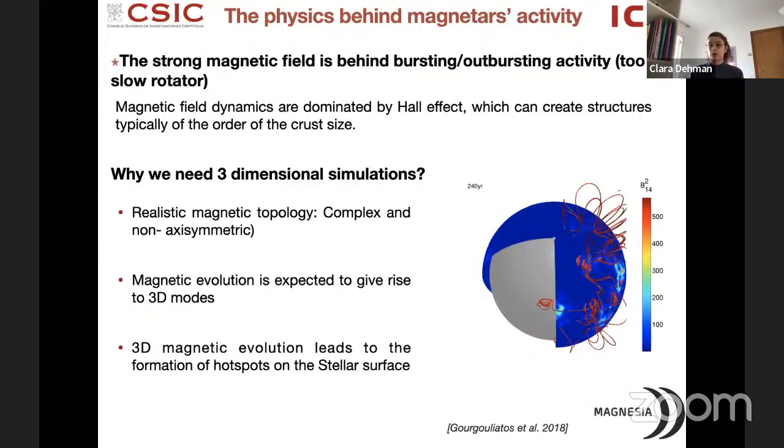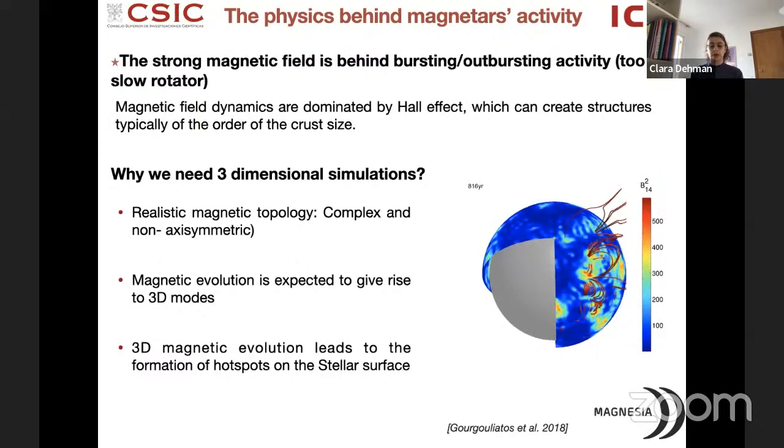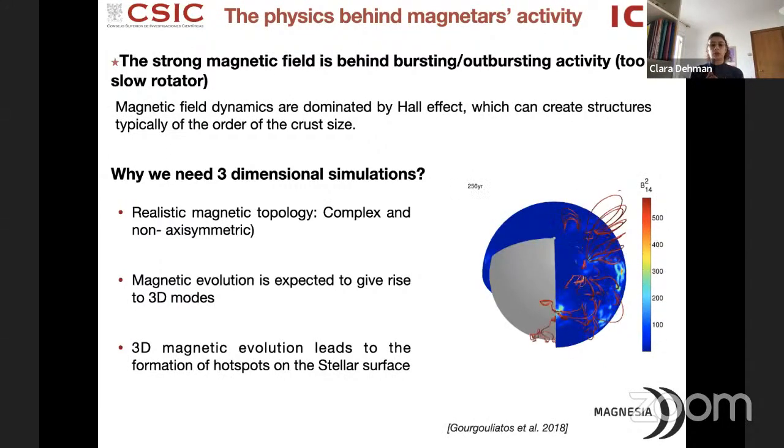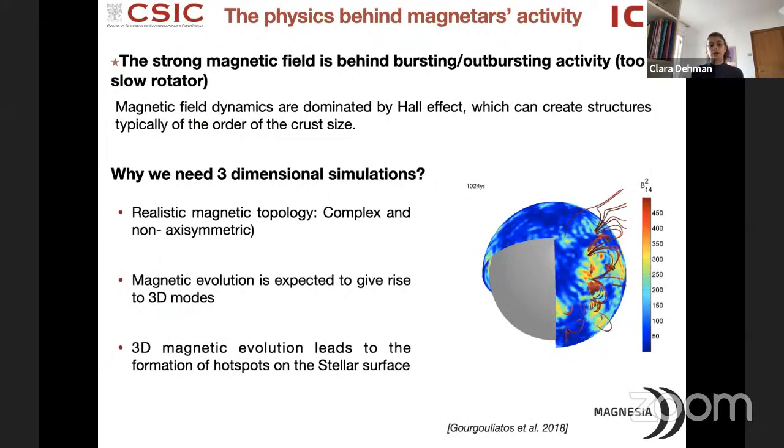But why do we want to go to 3 dimensions, since in our group we already have a 2D magnetothermal code, where the codes are coupled together and we have a realistic calculation of the microphysics? Now we need to go to 3D, basically because we know that a realistic topology of the magnetic field is complex and non-axisymmetric, so we need 3D in order to be able to describe such a topology.